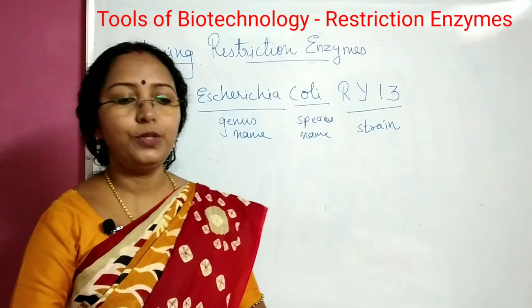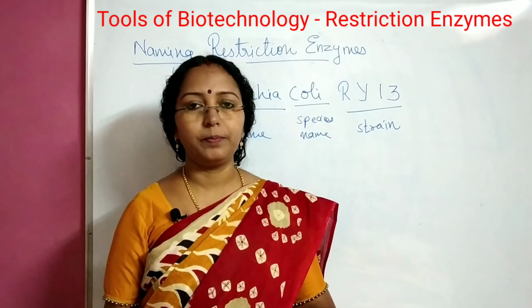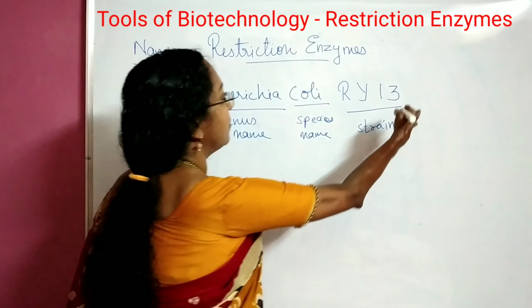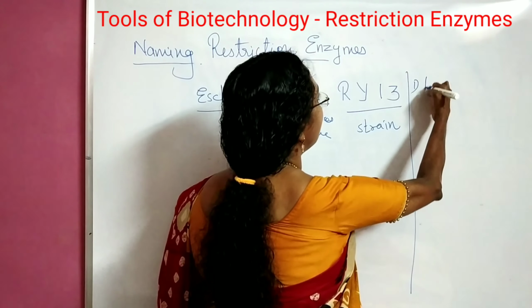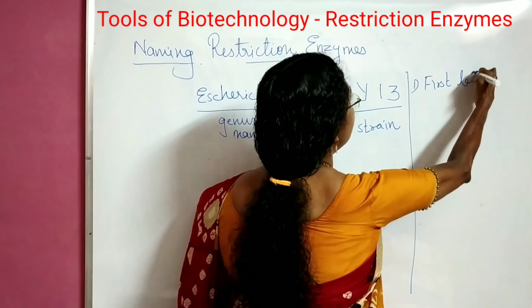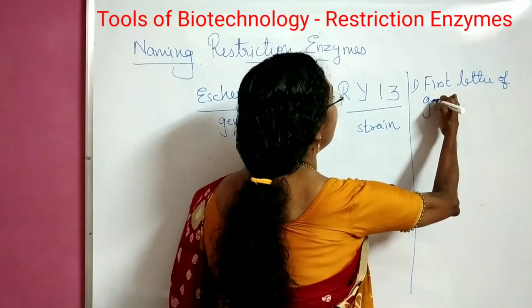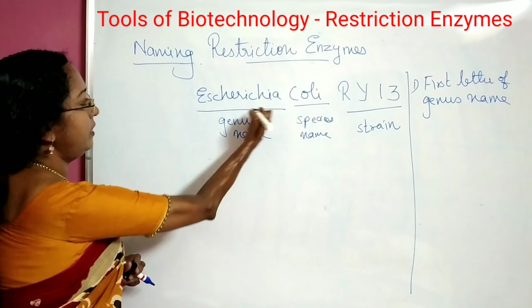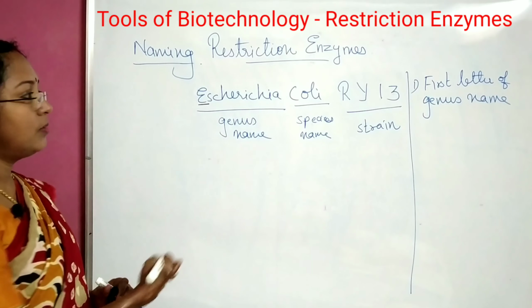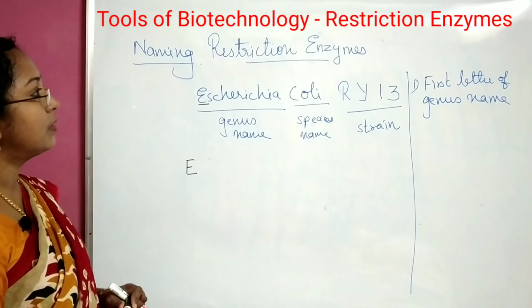This is the bacterium from which, imagine I have isolated a restriction enzyme. Now I am going to name the restriction enzyme. How to name? First, I'll take the first letter of genus name. Now which is that letter? This is the genus name. First letter is E. So I have put the first name E. Okay, first letter I got.